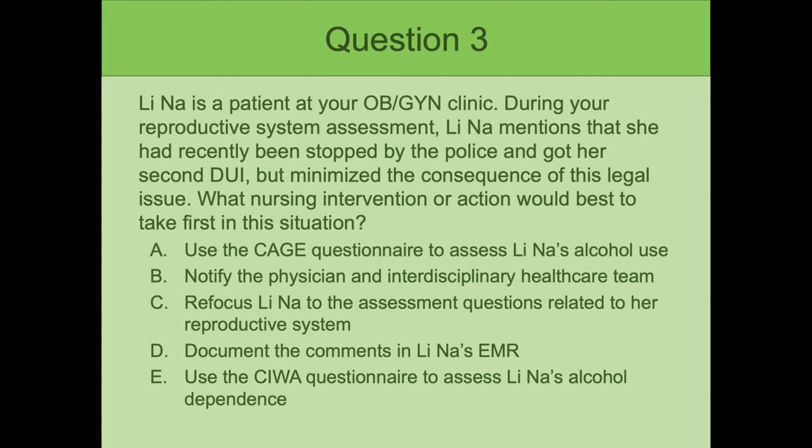B, C, and D are all things that we are going to want to do. Not C, rather. B and D are things that we want to do for sure. We want to absolutely document this. We absolutely want to talk about this with the treatment team. However, they are not the first things that we're going to do. And then E, using the CWA questionnaire, the CWA is used when we are assessing someone's withdrawal symptoms, not when we're assessing someone's alcohol dependence.